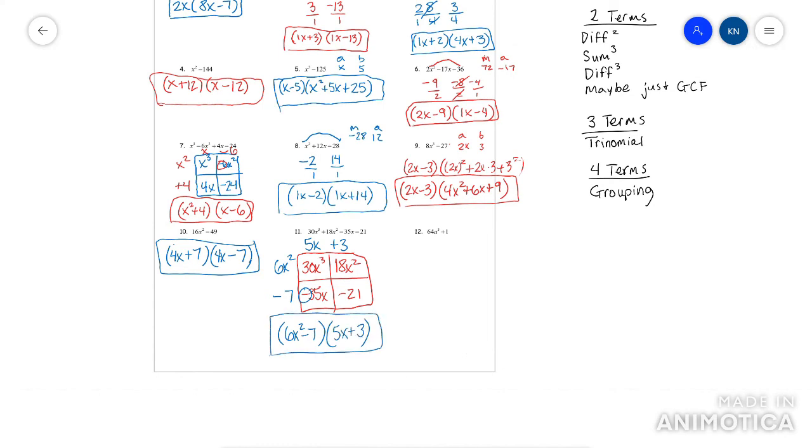Which brings us to the last problem. The last problem is a 2 terms, and then you look at the exponent and it's a cube, and then you look in the middle, it's a plus. So this is a sum of cubes. So you need to go get A and B. So the cube root of 64 is 4. Cube root of 1 is 1. You just plug them into the equation. So it's going to look like this. 4a plus 1. 4a squared. Sorry, that should be a minus.